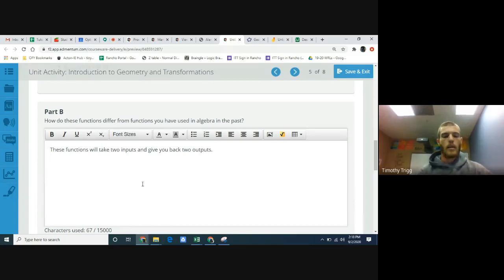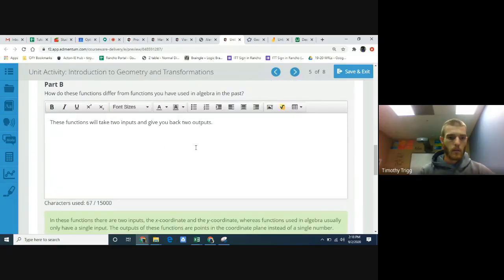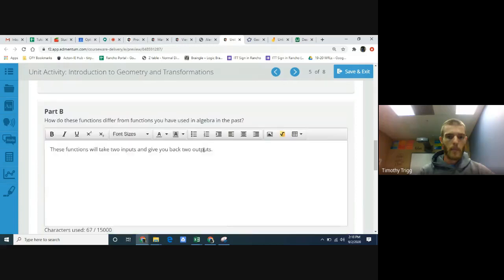Okay. Also, the results, the outputs represent points on the coordinate plane.